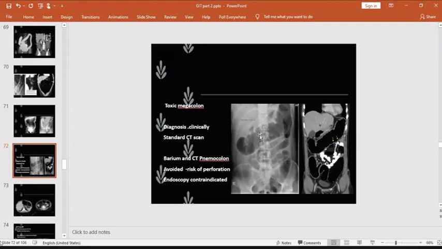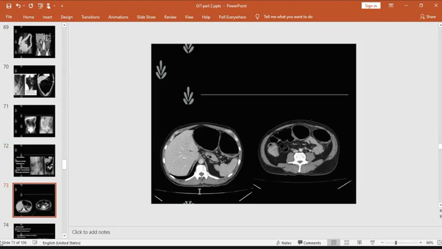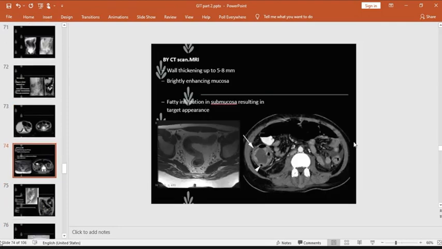One complication of ulcerative colitis is toxic megacolon, usually diagnosed clinically, and we can use native CT rather than contrast study with barium and CT pneumocolon, because there is a risk of perforation; endoscopy is contraindicated. If you look at this, thick bowel wall, abnormal enhancement of the wall.